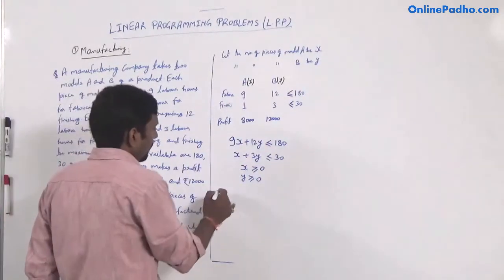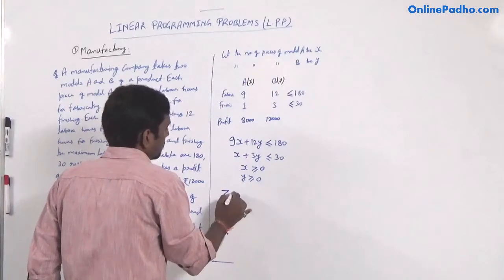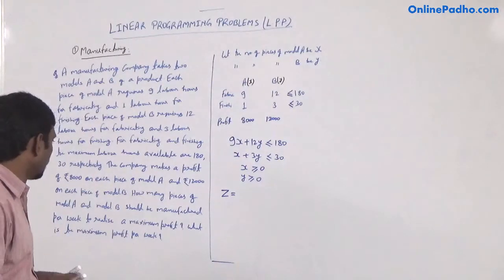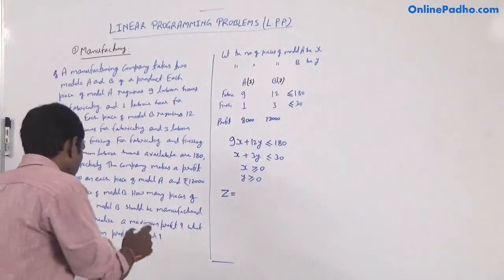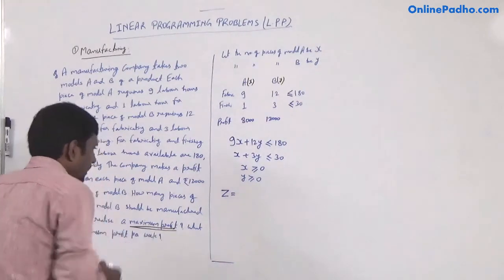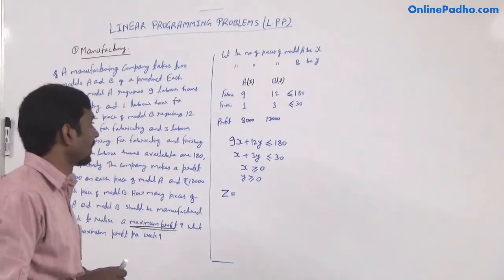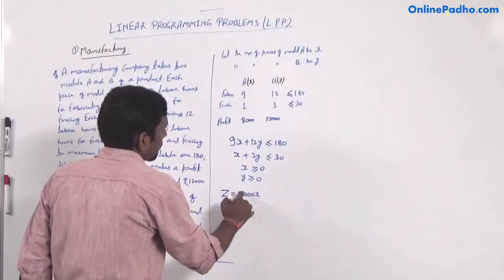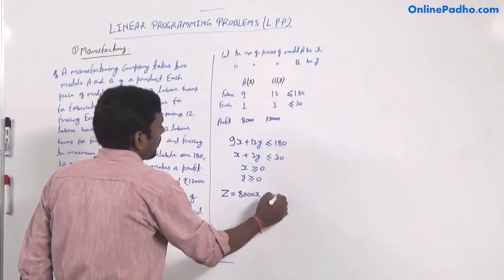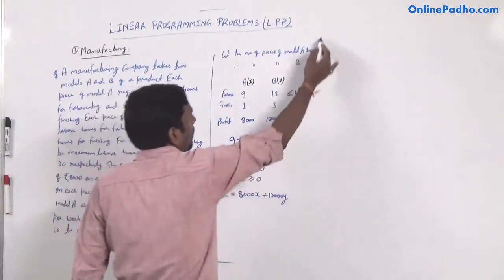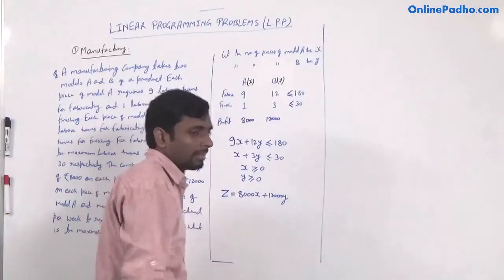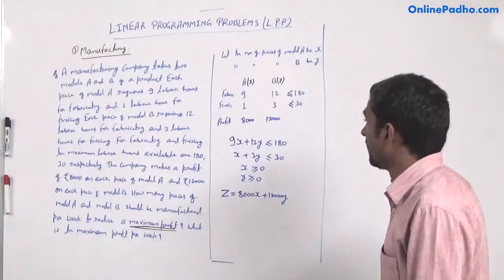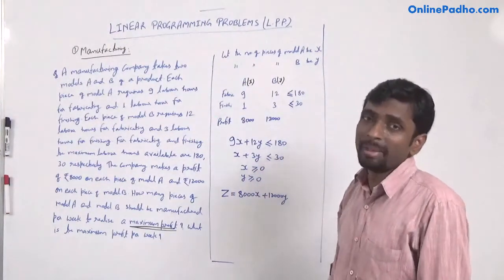And what about the profit function? The profit function is called z, which we have to find. We have to find the maximum profit, and the values of x and y for the maximum profit. Profit will be z equals 8,000x plus 12,000y. Do we need to maximize or minimize this? Maximize only. Find the maximum profit, and at which point, how many quantities we produce of A and B to get the maximum profit.